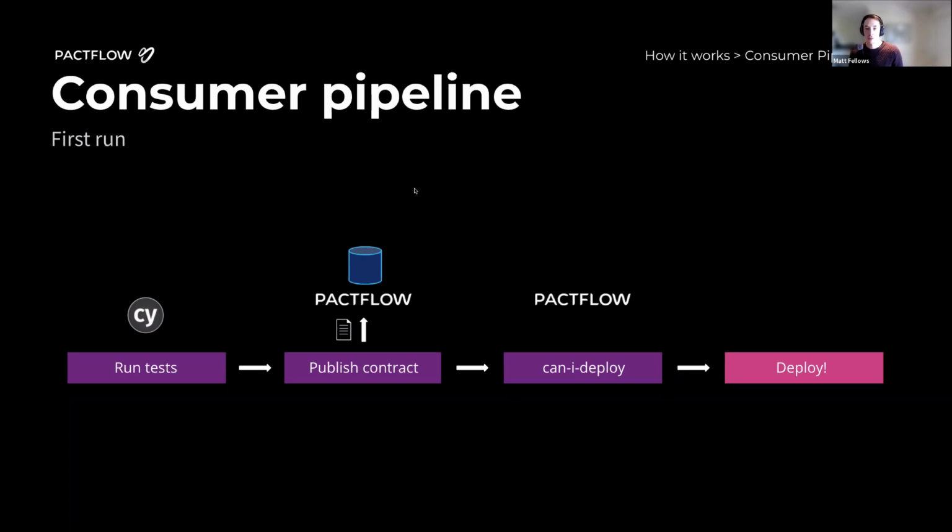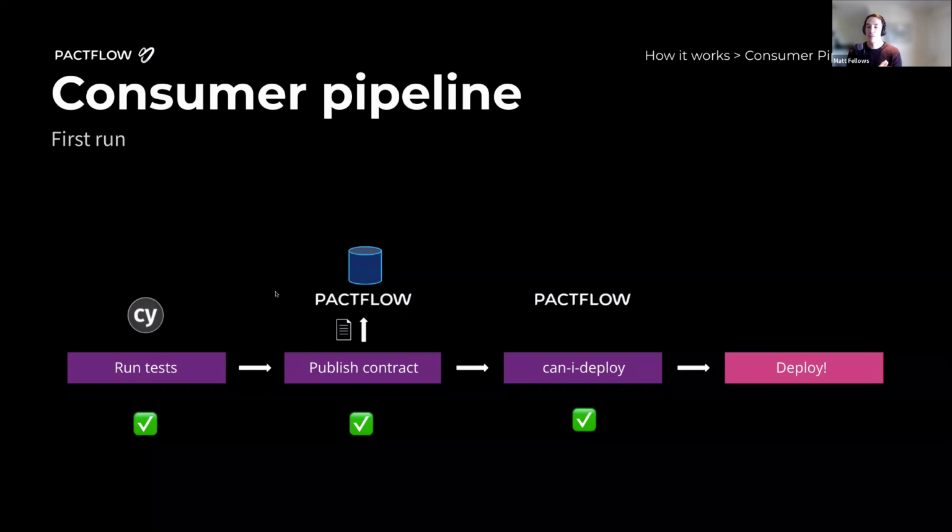So the pipeline on the consumer side looks a little bit different, but still very similar. Step 1, we're going to run our contract tests. In this case, we're going to use Cypress, and it's going to produce a Pact file at the end of it. If that passes, of course, we're going to publish the contract to Pactflow along with the version information. And then we're going to say, can we deploy this to production? And because the provider is in production, hopefully by then, the answer should be yes, and we are compatible. And then therefore, we're going to deploy that to production as well.